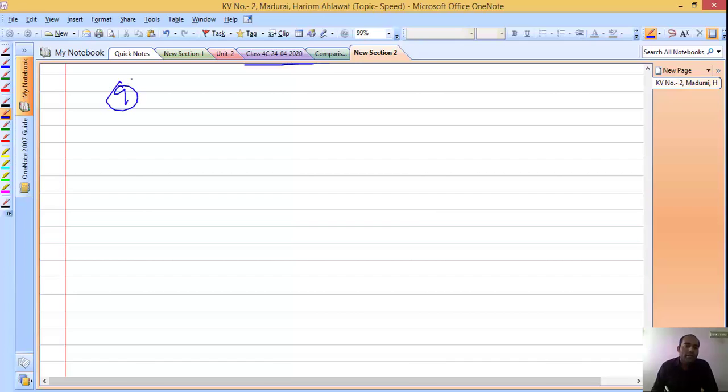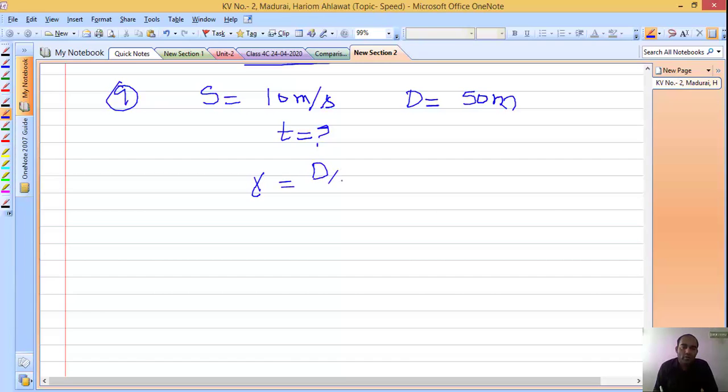Example number 9. This time the speed is 10 meter per second. Okay, and the distance is, let's suppose, 50 meter. He is asking you about the time. So time equals distance upon speed.